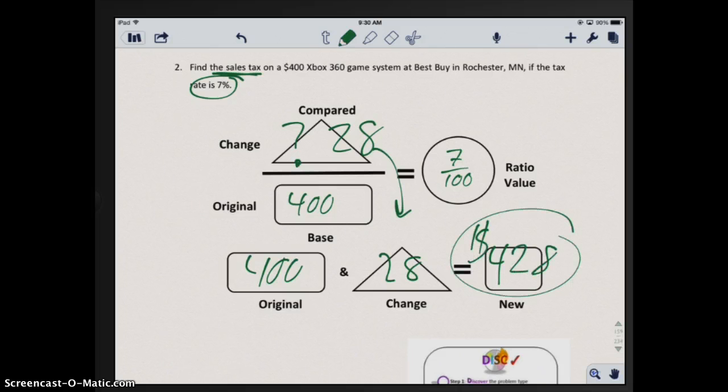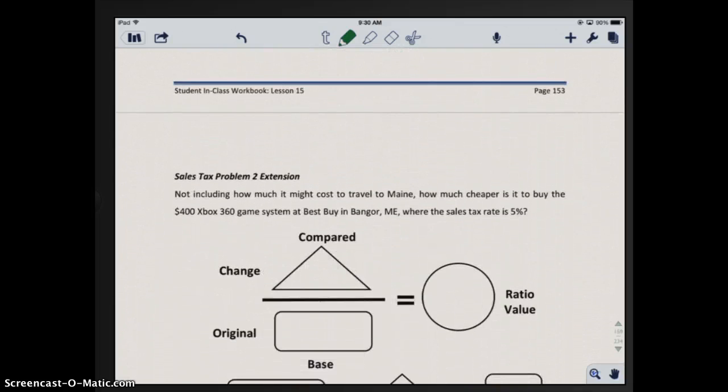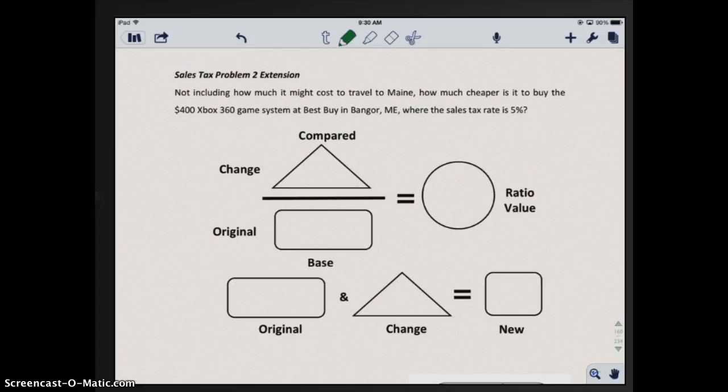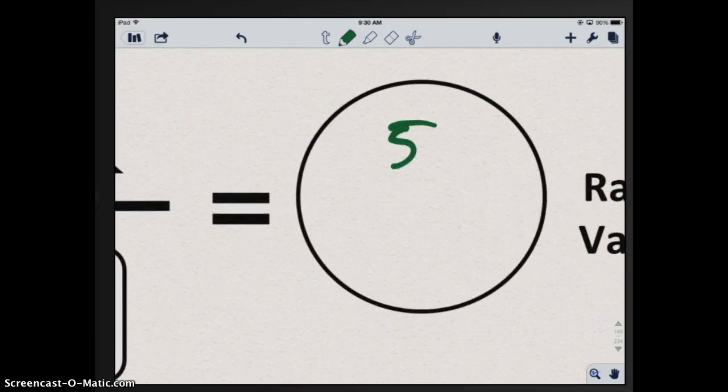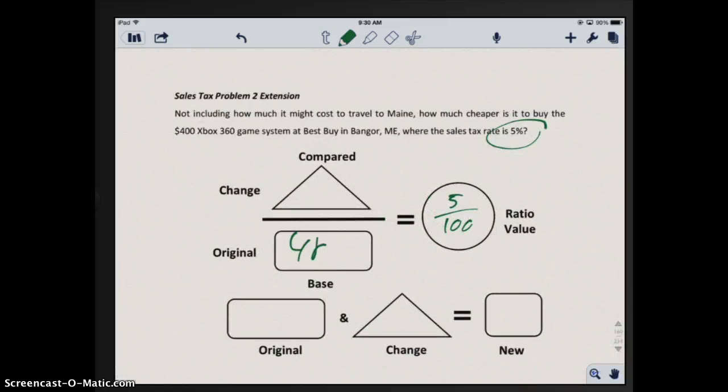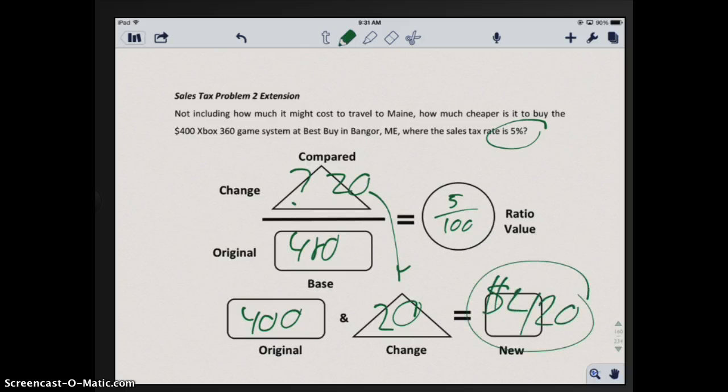By the way, if I'm moving too fast for you, just pause the video and rewind. Sales tax problem 2 extension, not including how much it will cost to travel to Maine, but how much cheaper is it to buy the $400 Xbox game system at Best Buy in Bangor, Maine, where sales tax is only 5%. So basically the same type of problem, but instead of 7%, we're using 5%. And it's $400 originally. We have to find this amount of change. Ends up being $20, which is that much in tax. So it's going to be $420 total. That's how much you actually have to pay.